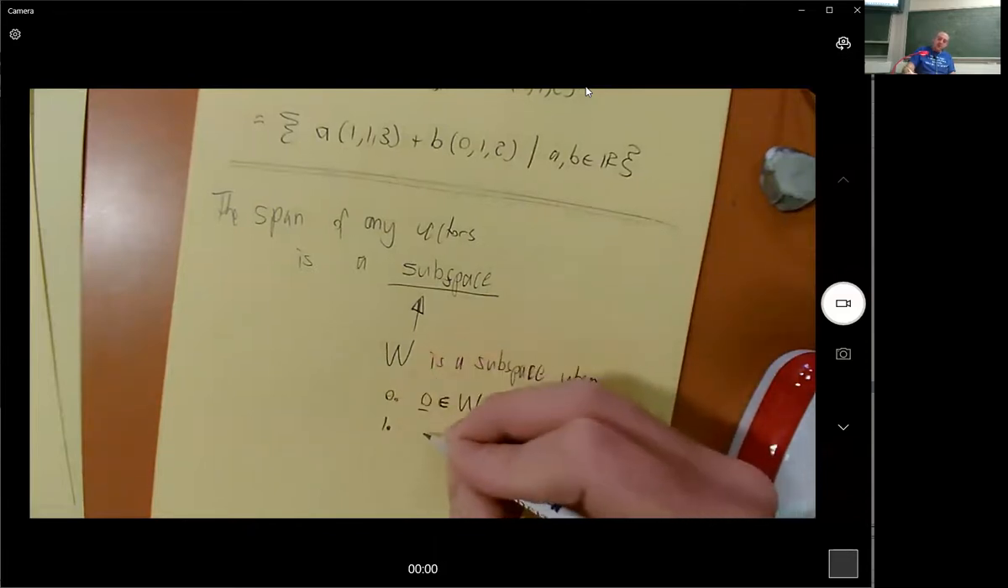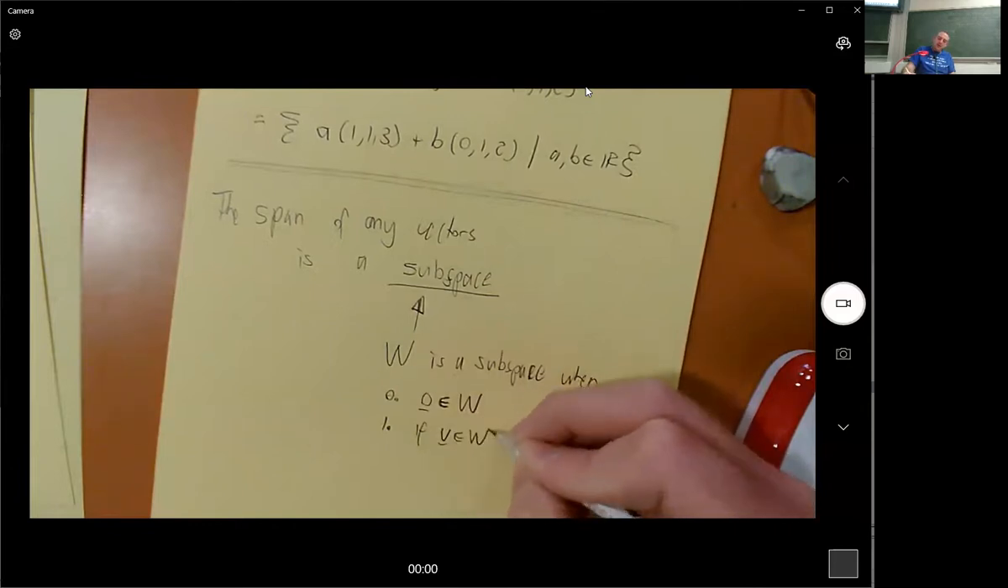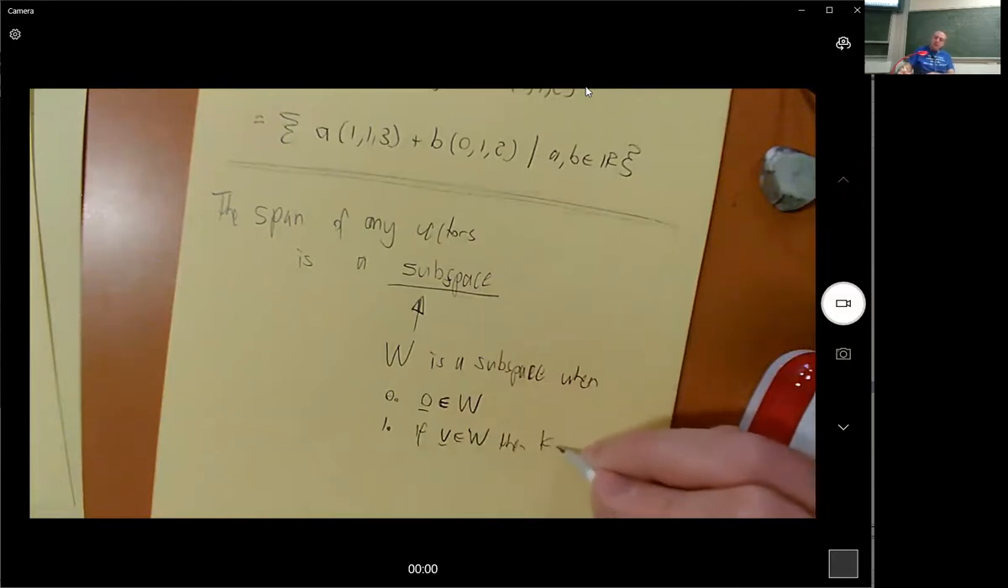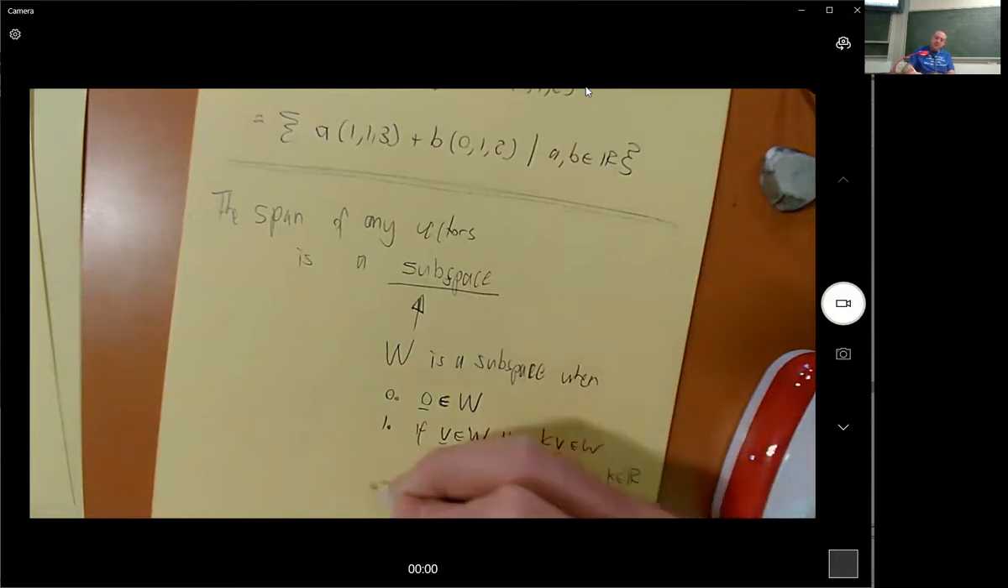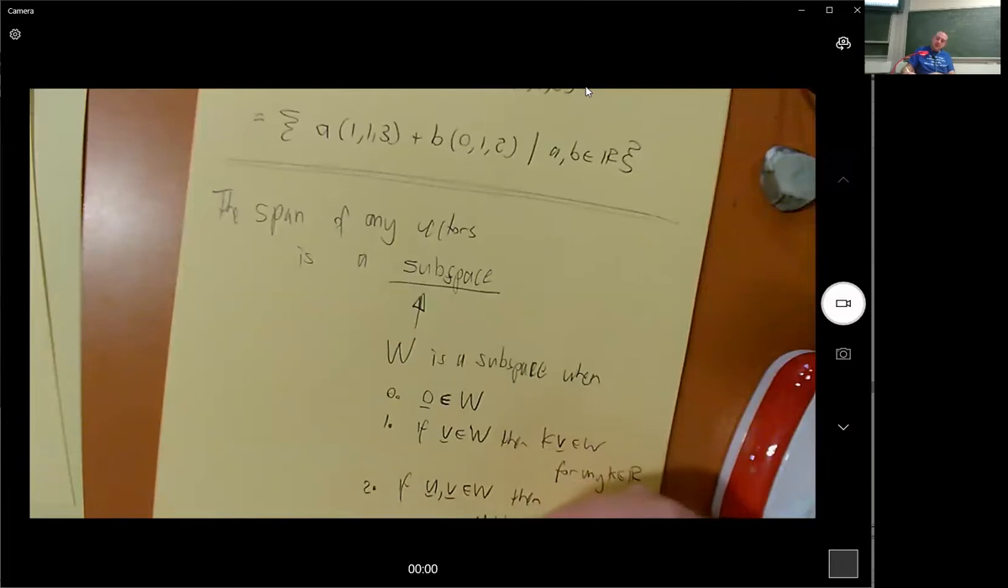Rule one is that if there's already a vector in the set, then any multiple of it is in the set as well. And rule number two is if there are two vectors in the set, I'll call them u and v, then when you add them, the answer is in the set too.